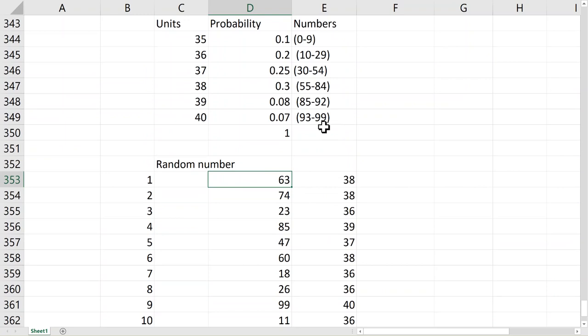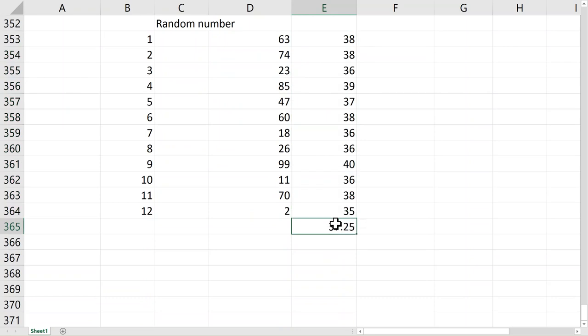So I saw these numbers, and I looked in the table here, and I found which units they relate to. Like 63 relates to this one, so 38 units. 74 also relates to the same thing. 23 relates to this one, 36. So I found the units for all of them, and then I added all of them. Remember, you can take as many numbers as possible. The more numbers you take, the more accurate it is going to be. So I'm going to take the total and divide by the total number of data that I've taken. It will give me an average. So this is the expected outcome that will happen.